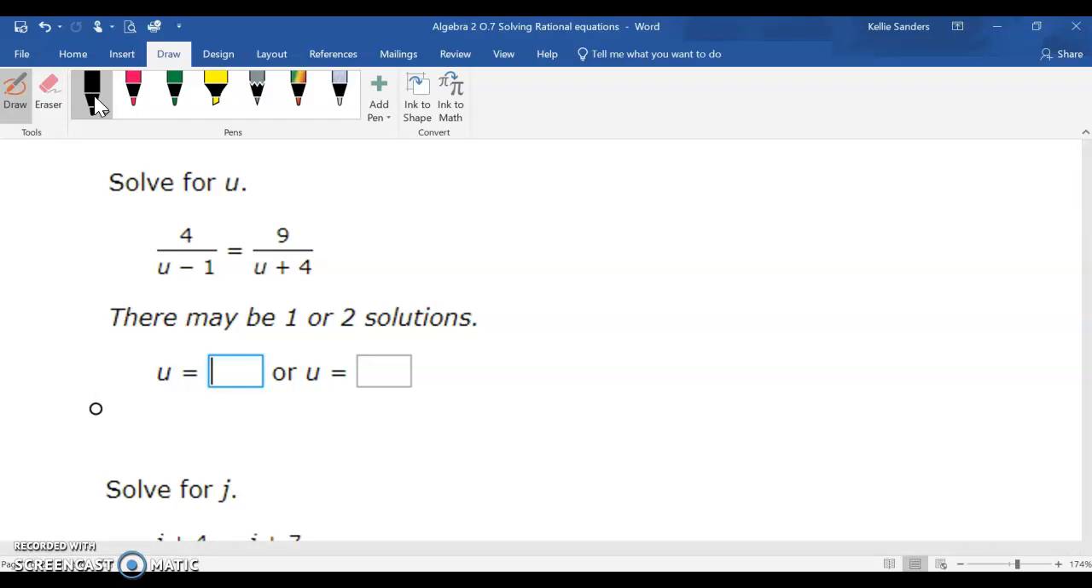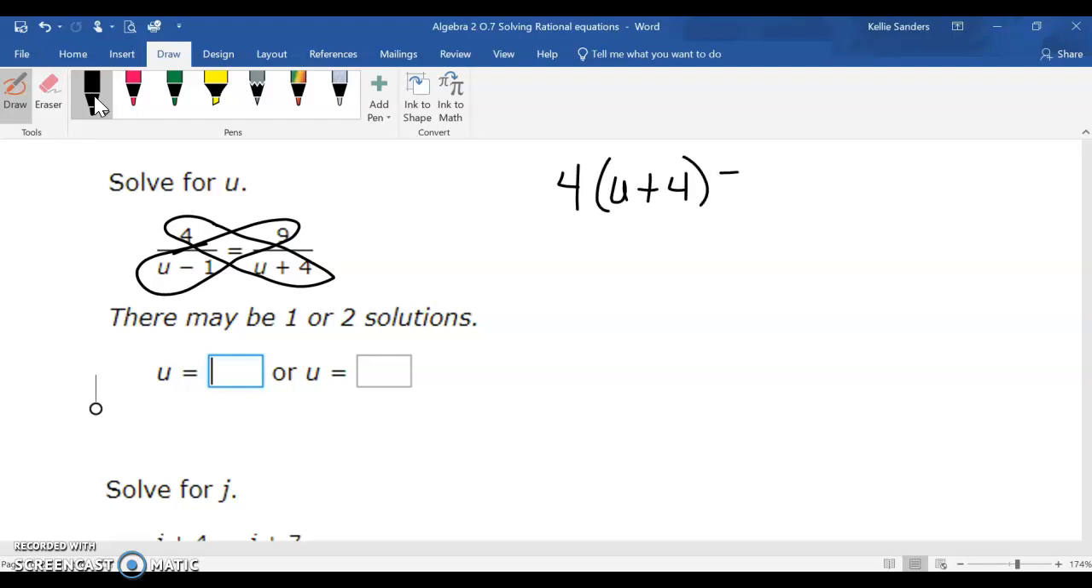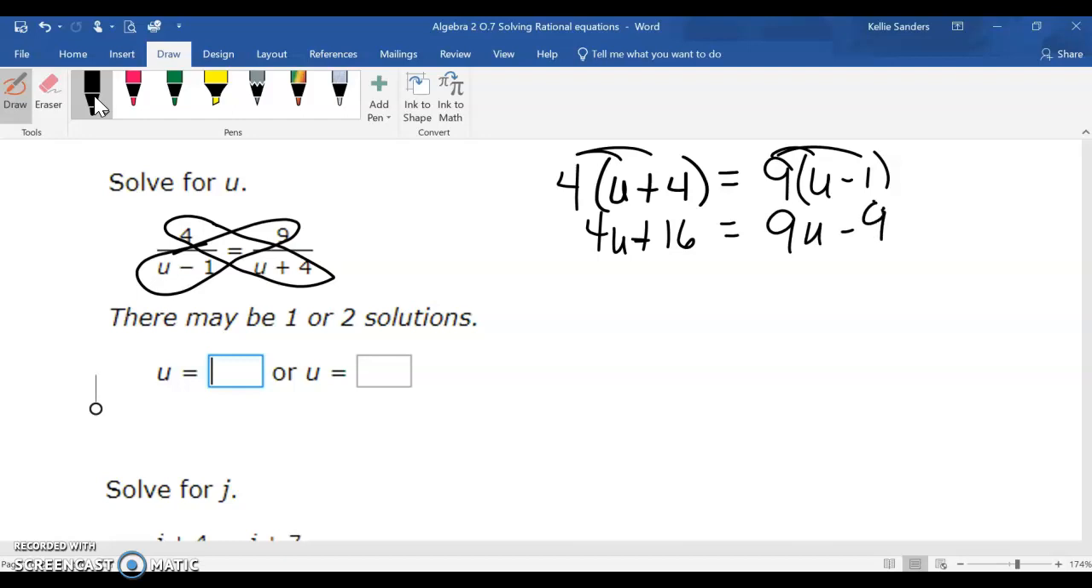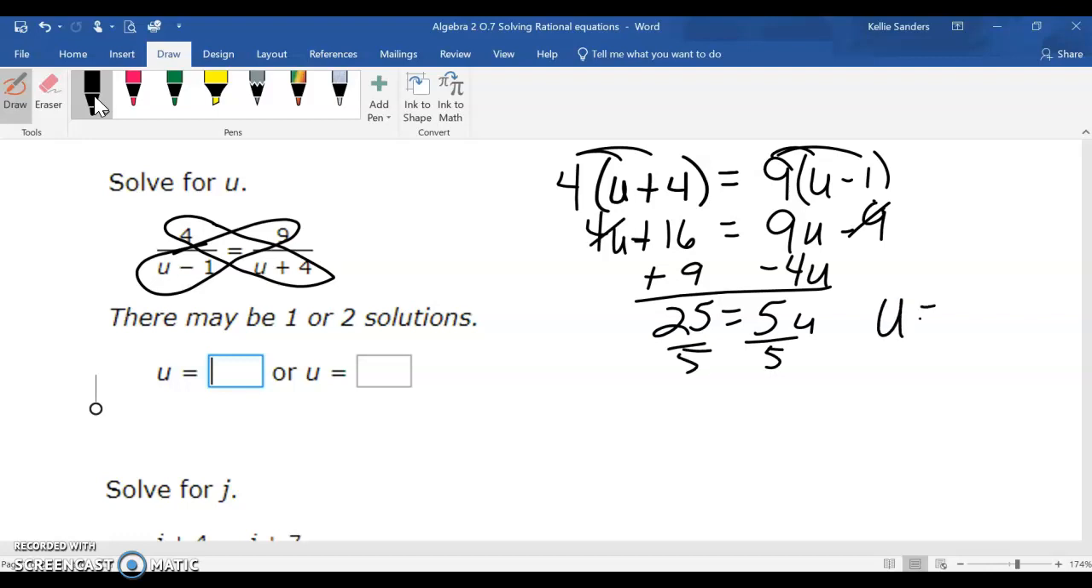Now, whenever you have a fraction equaling a fraction, we are going to cross multiply. So we're going to have 4 times u plus 4, and that is supposed to equal 9 times u minus 1. We're going to distribute, bring down the equal sign, distribute, and now we're going to get u on one side, our variables on the other, divided by 5, and u equals 5.